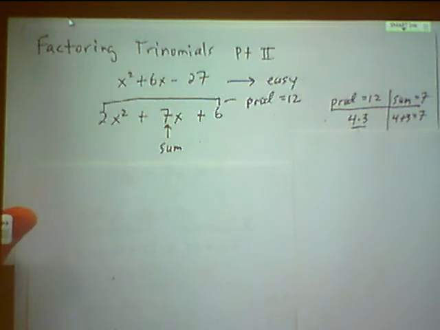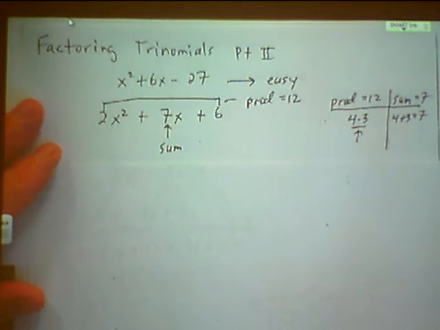Now, for the first kind of trinomial, the kind without the coefficient for the squared term, once we find these two factors, we're pretty much done. And that's why we consider them easy. However, for the kind of trinomial we're working with now, where we have a number in front of the squared term, we have a couple more steps. And here's what we have to do.